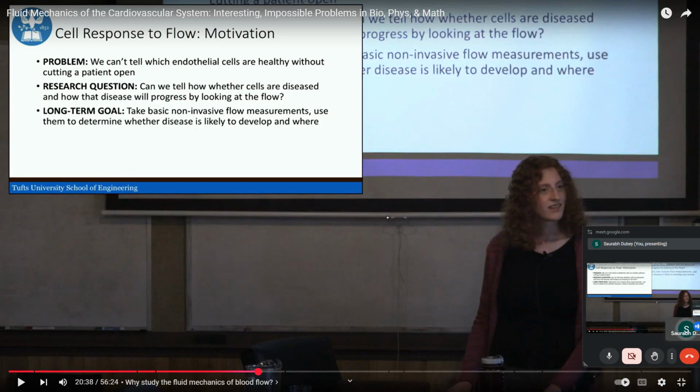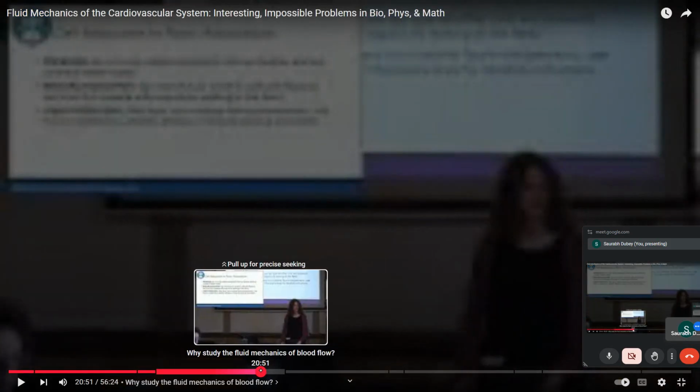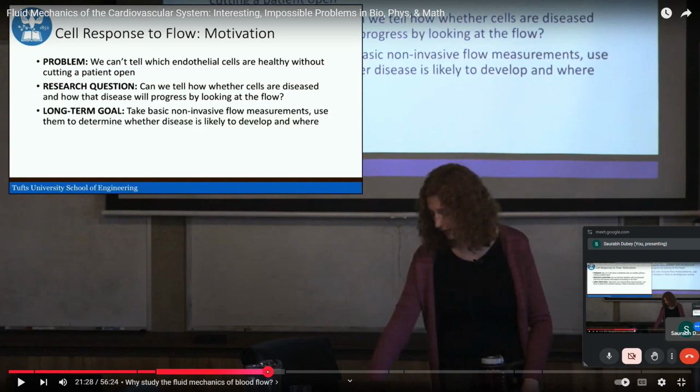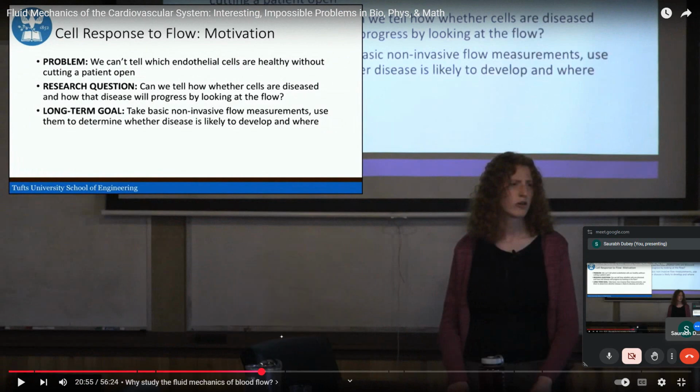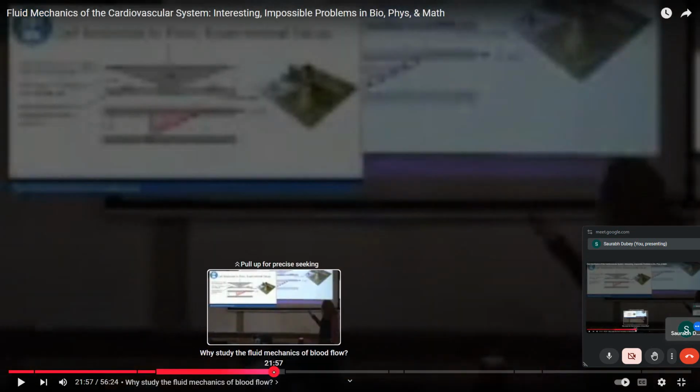Can the flow morphology be connected to the problem residing inside the human body or the patient, right? And then the long-term goal is to take basic non-invasive flow measurements and use them to determine whether the disease is likely to develop, and where it will develop, right?